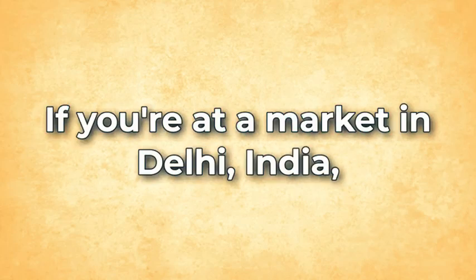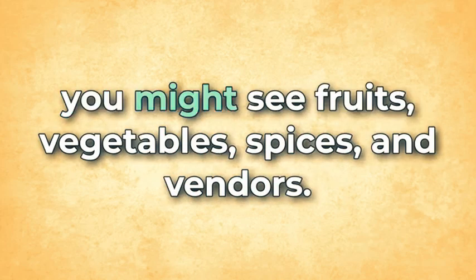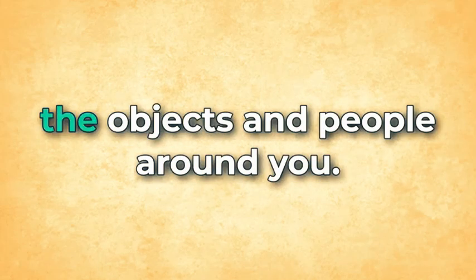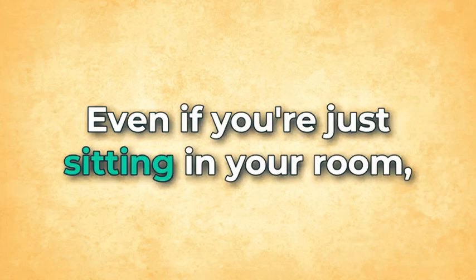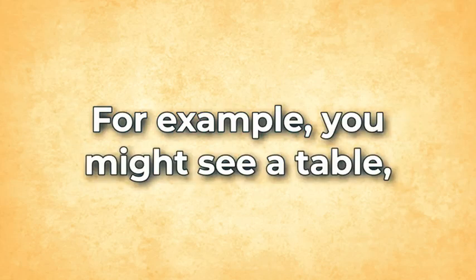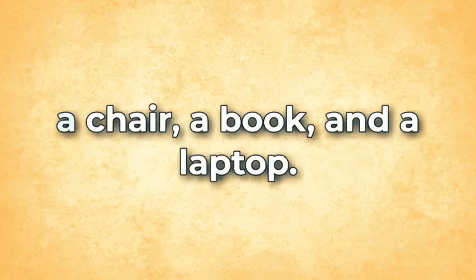If you're at a market in Delhi, India, you might see fruits, vegetables, spices, and vendors. These are all nouns that describe the objects and people around you. Even if you're just sitting in your room, you can look around and identify nouns. For example, you might see a table, a chair, a book, and a laptop.